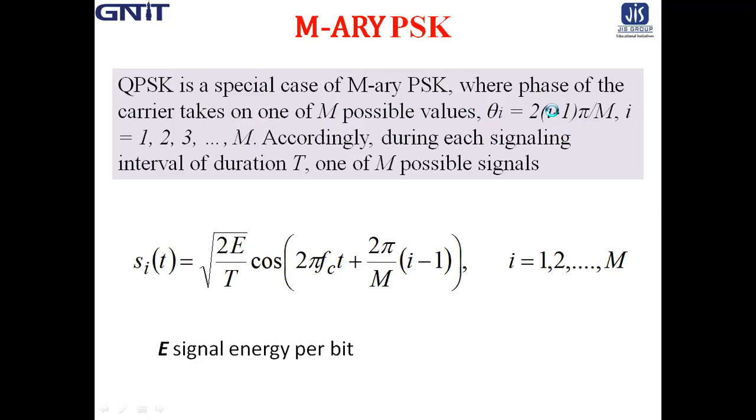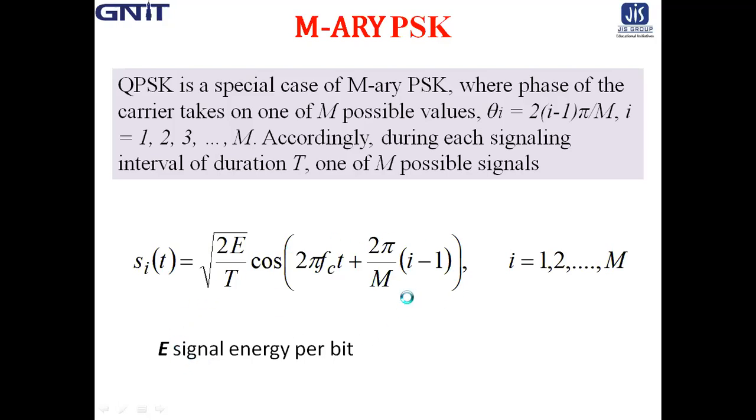Accordingly, during each signaling interval of duration T, one of the M possible signals, say si(t), which is √(2E/T) cos(2π fc t + 2π(i − 1)/M), where i = 1 to M. Here E is the signal energy per symbol or per bit, and the carrier frequency fc is equal to nc/T for some fixed integer nc.